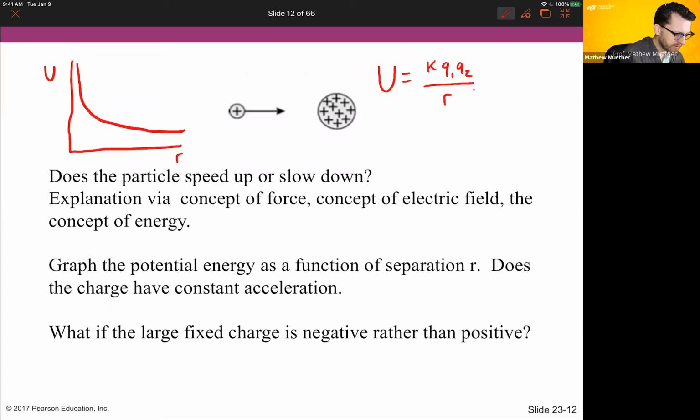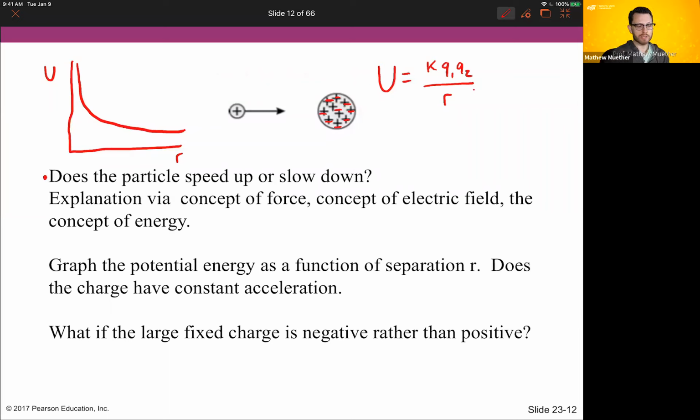What about this last question? What if the large fixed charge was negative instead of positive? What does that change about the potential energy in this problem? Well, we can think about this. The first thing is, does the particle speed up or slow down? Well, now if that's a negative charge, there's an attractive force. So we have this idea that the particle should be accelerated towards that negative charge and it should be speeding up, right? We can explain that with the forces.